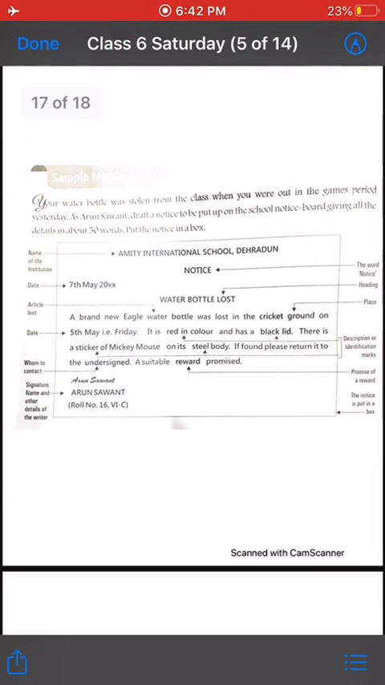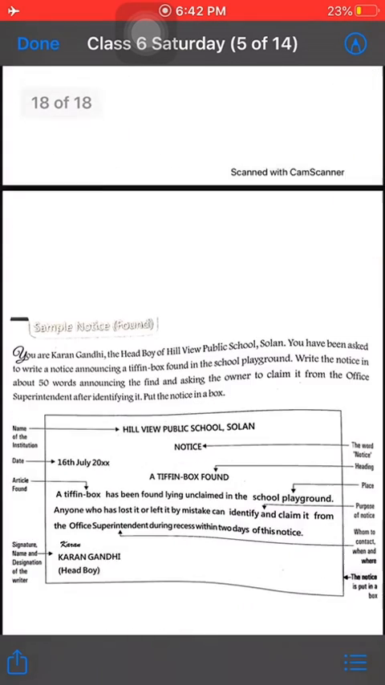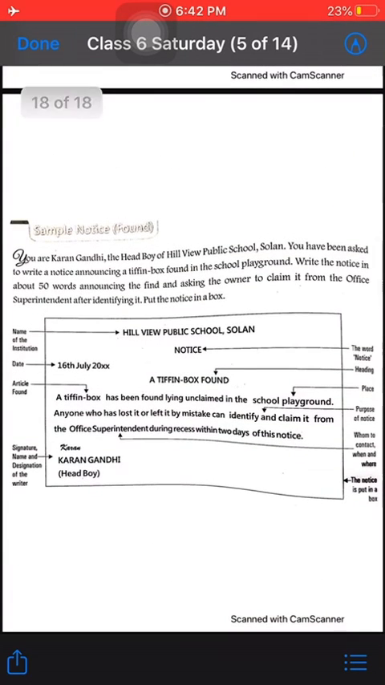And then in the running hand, he has just given the signature Arun Sawant. Then in the bold letters again, he has to write the name. And at last, as no designation is being given in the question, he simply writes his roll number and his class. So like this, you have to put up your notice in a box. Okay. I am giving you one more example for the found.